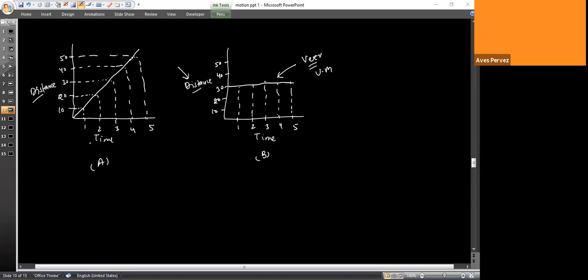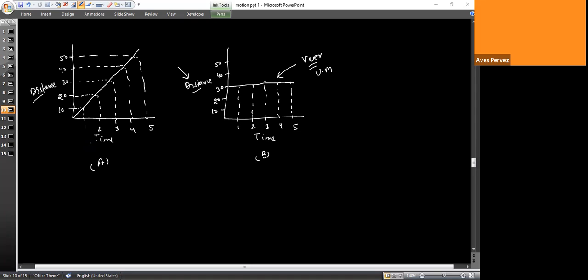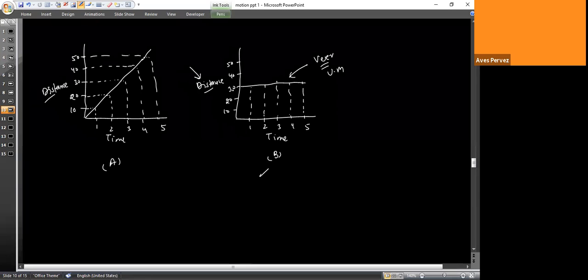So Hamna, do you think Sarah is correct? Yes, sir. Oh wow, very good. We need to correct one thing: what informations are you getting from graph B? In graph B, the distance covered by the object at the first second is 30 meters. At 2 seconds, it is 30 meters. At 3 seconds, again 30 meters. At 4 seconds, 30 meters. At 5 seconds, 30 meters.